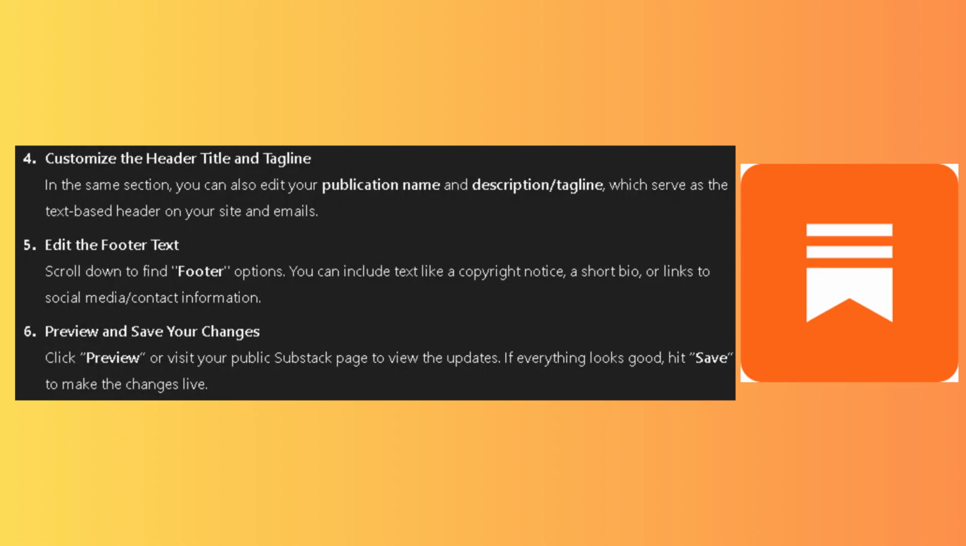Preview and save your changes. Click preview or visit your public Substack page to view the updates. If everything looks good, click save to make the changes live. Now you know how to use banners, headers, footers all on Substack.